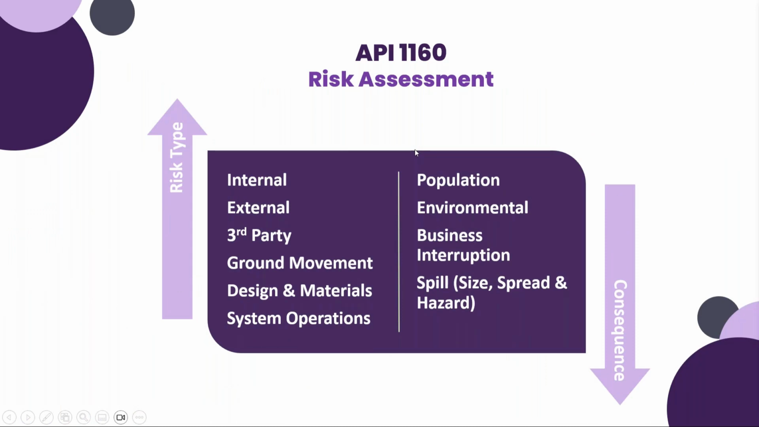1160: internal and external corrosion, third-party damage, ground movement, which we talked about, whatever it may be, design and materials, which is common whether you're liquid or natural gas or whatever. Then population, environmental, business interruption. A lot of times on the consequence side there's very little we can do. If there are major buildings and rivers or this or that, they're there. We're not going to move them. There's nothing we can do about population. We can't change the direction of the river because we don't like it.